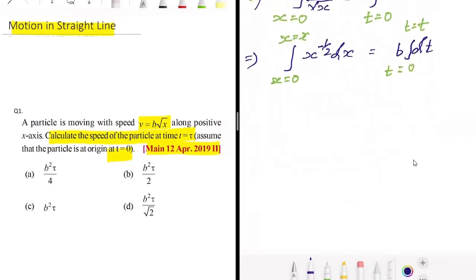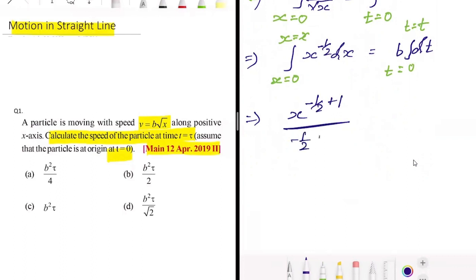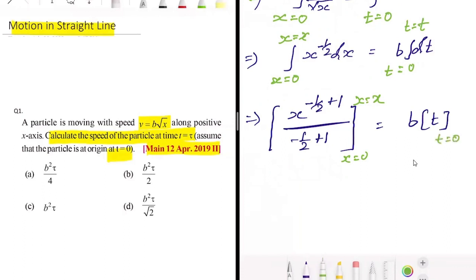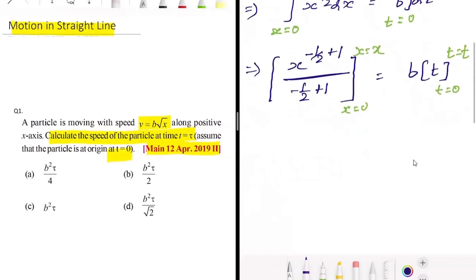Now, this is a very basic integral. It's like integrating x to the power n dx. So what do we do? x to the power n plus 1 upon n plus 1 evaluated over x is equal to 0 to x is equal to x. Similarly, this becomes t evaluated over t equals 0 to t is equal to t. Correct? Let's go ahead then.